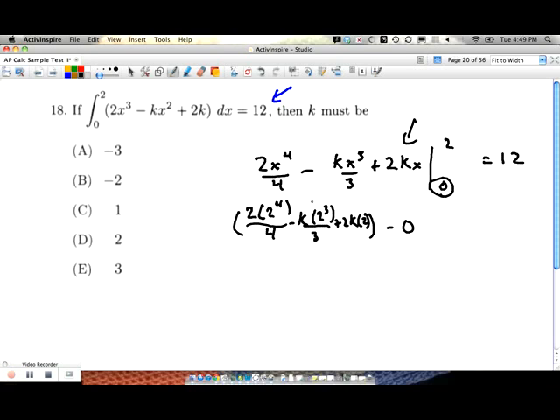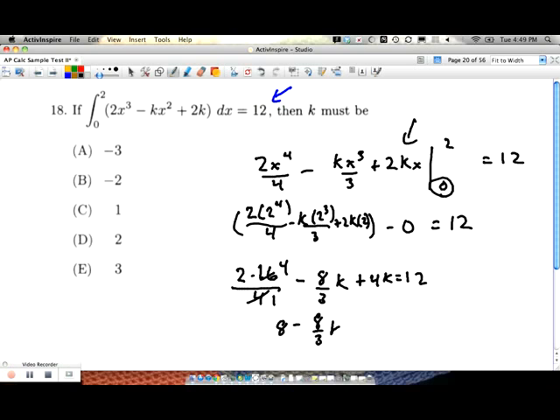Let's simplify this. 2 to the 4th is 16. So we got 2 times 16 divided by 4. That's going to reduce to 4 over 1, minus 8 over 3 times k, plus 4 times k. And we know, of course, that this is still equal to 12. If I simplify this side even more, I have 8 minus 8/3 k plus 4k equals 12.